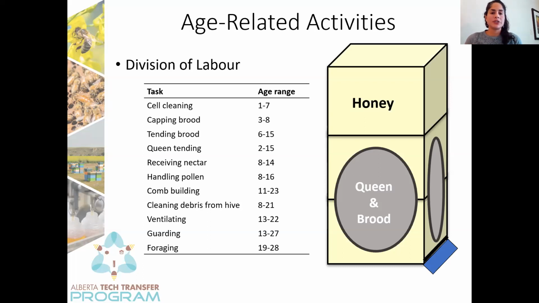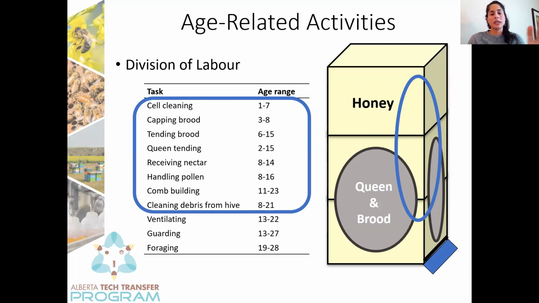So this is just a graph with some age range, so you can have an idea. But basically, what we're seeing here is that younger bees tend to stay inside of the colony. So younger bees will do inside tasks, and that includes cell cleaning, capping brood, tending brood. They will also feed the queen. They will receive nectar, handle pollen, and build comb, and do all that.